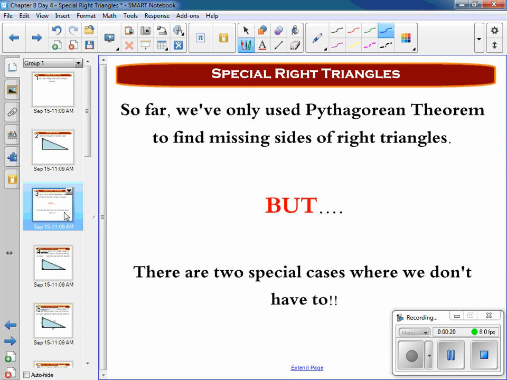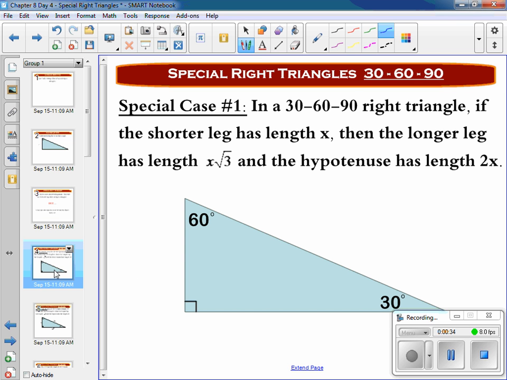So far, we've always used Pythagorean theorem to find missing sides of right triangles, but there are two cases where we don't actually have to use Pythagorean theorem and we can take some shortcuts instead. Okay. Special case number one looks like this.